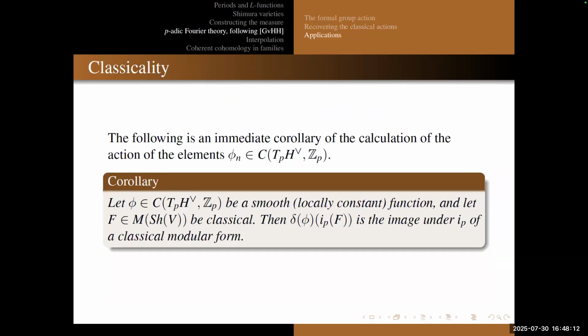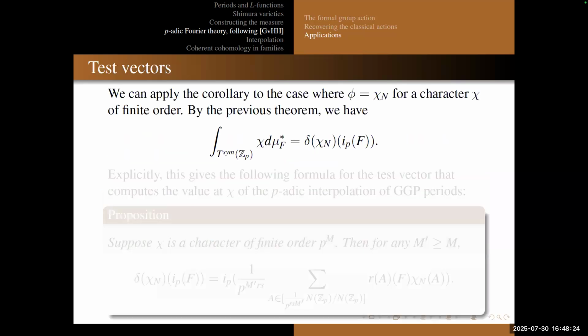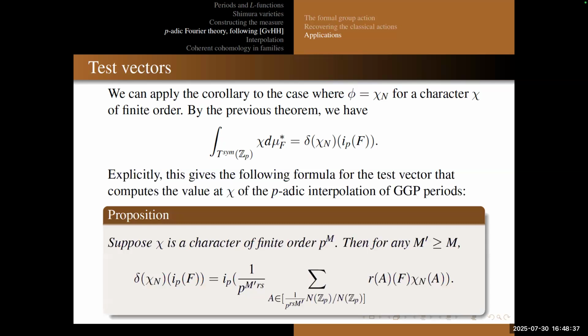So in particular, as I have been saying, and I don't know what this M is, I'm sorry, the image of a locally constant function is a classical modular form. All right. So we can apply this to the case where phi is chi sub n for a character of finite order. And then we get the integral of this character, which is the value of this measure on a character of finite order. And here's the formula.